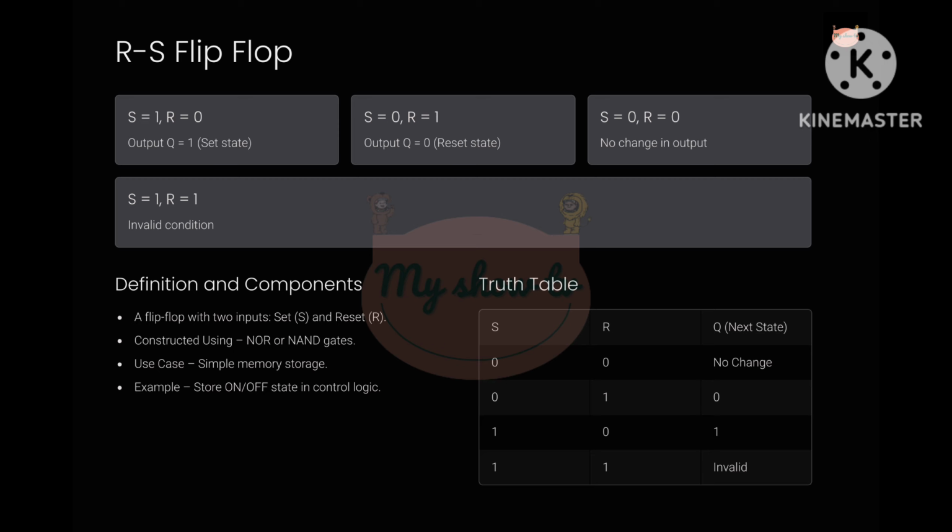However, the invalid state 1, 1 makes it unreliable in some situations. Example: in a device where a button toggles on, off, an RS flip-flop can store whether the device is currently on, Q equals 1, or off, Q equals 0.